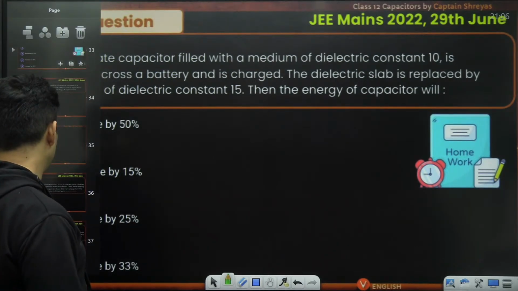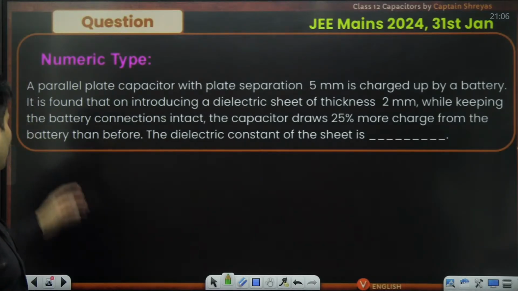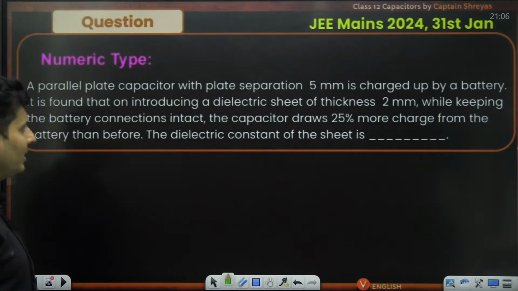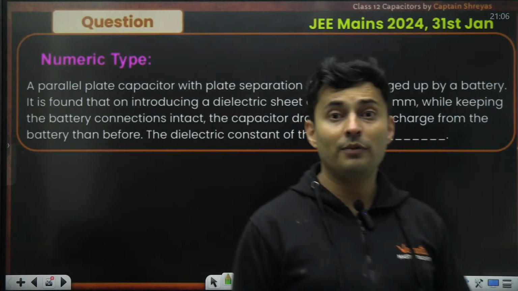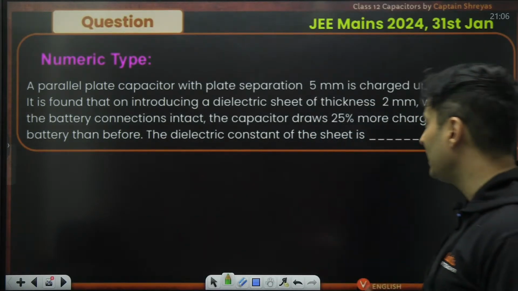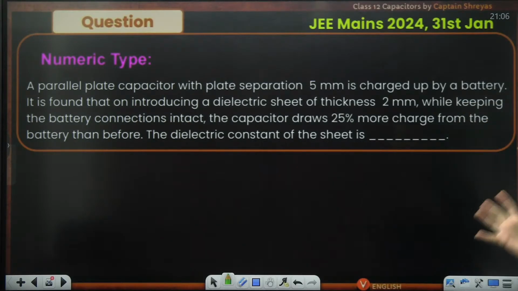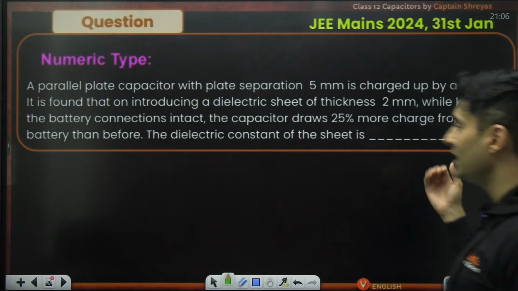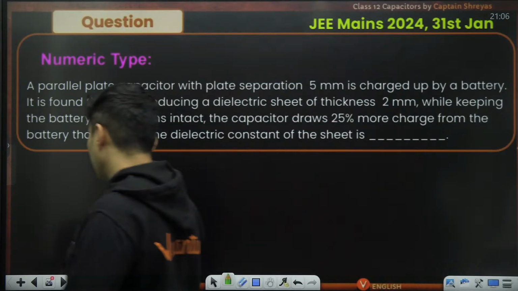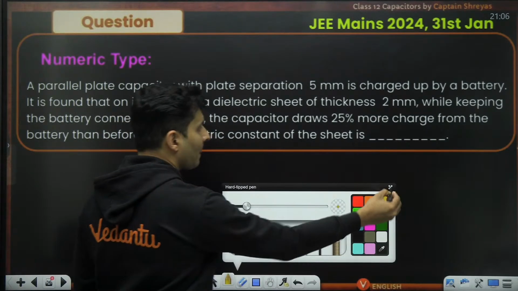All right, let's do a numeric type question which was asked in the 2024 31st Jan shift. A parallel plate capacitor with a separation of 5 millimeters is charged by a battery. It is found that on introducing a dielectric sheet of some thickness, keeping the battery connection intact, the capacitor takes 25% more charge from the battery than before. What is the dielectric constant of the sheet? Read it again and again so that you get an idea of what exactly is happening.